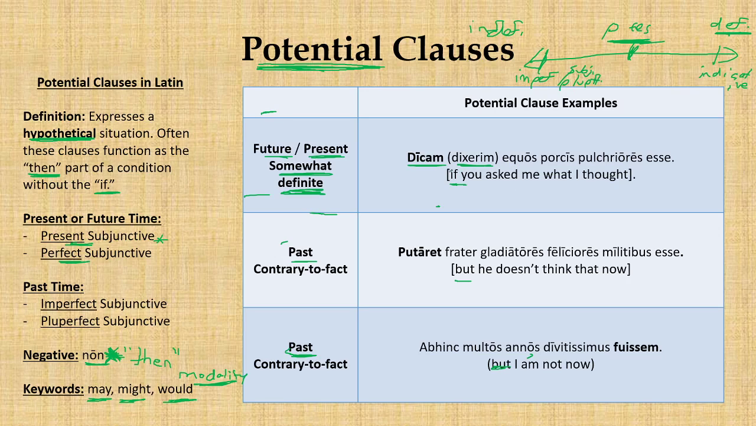The idea here, at least grammatically, is that dicam is this present subjunctive, and it's saying that potentially, I would say, it isn't necessarily true entirely, but it's fairly definite that horses are more beautiful than pigs. So this is one potential, somewhat definite way of describing this.